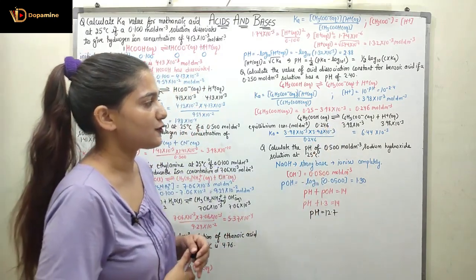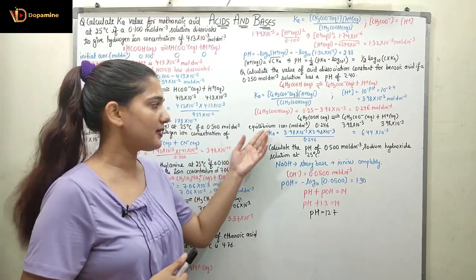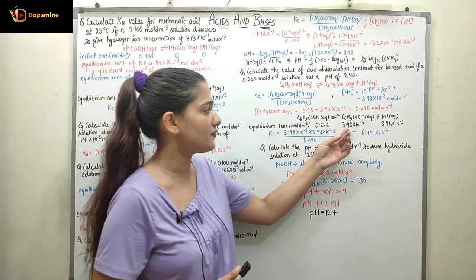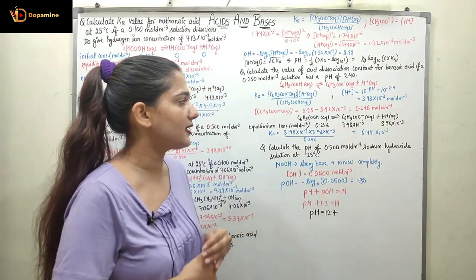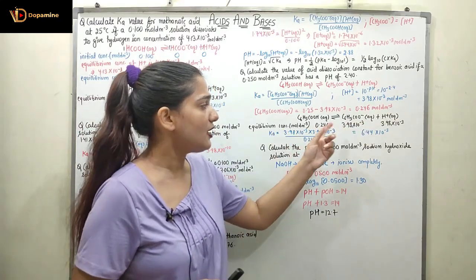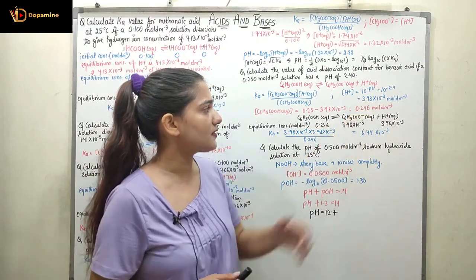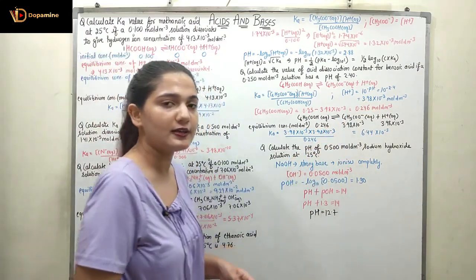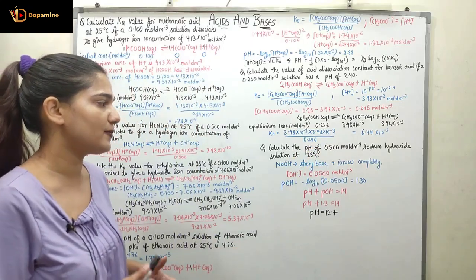So if I see at the equilibrium, the equation is C6H5COOH in aqueous is at equilibrium with C6H5COO negative aqueous plus H positive aqueous. So if I see the equilibrium concentration in mole per decimeter cube, C6H5COOH is having 0.246. C6H5COO negative and H positive are equal in concentration, both coefficients are 1. So they are equal. H positive was 3.98 into 10 raised to power minus 3, so C6H5COO negative would also be 3.98 into 10 raised to power minus 3.